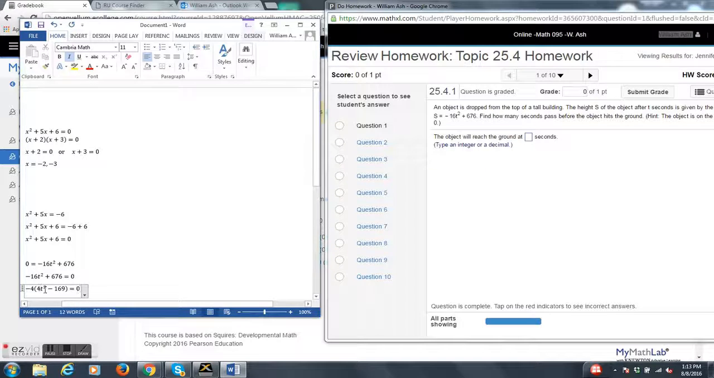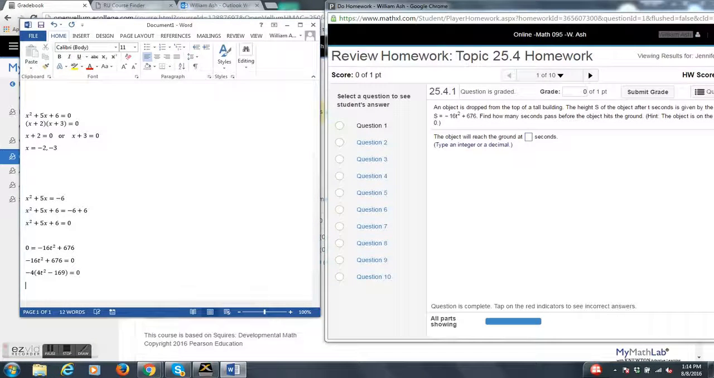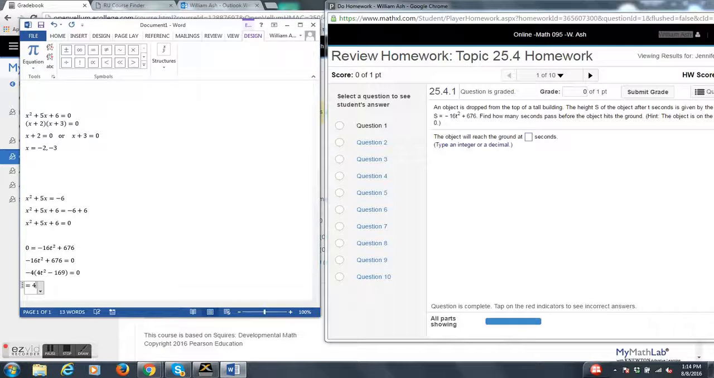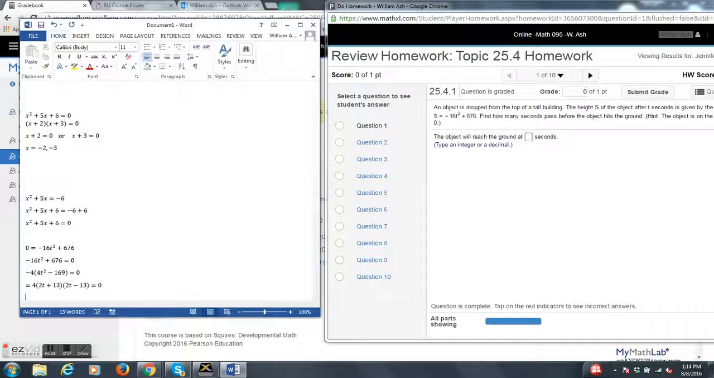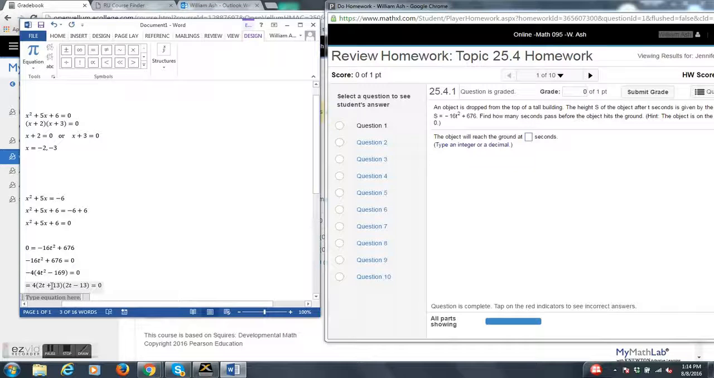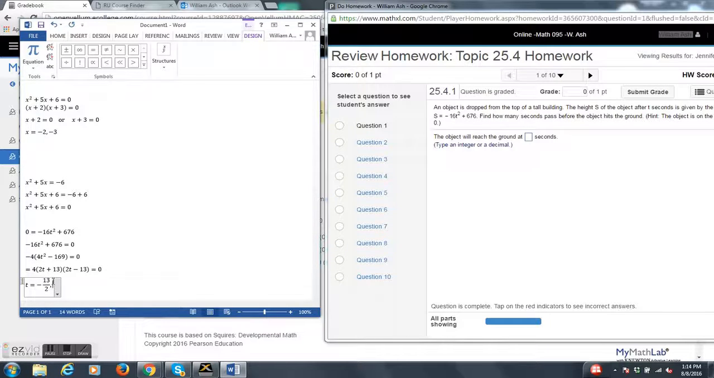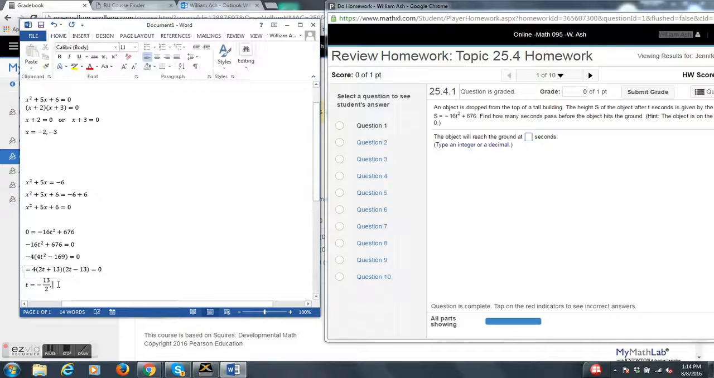This guy right here is a difference of two squares. It's 2t, and that's 13 squared. So I've got negative 4 times (2t plus 13)(2t minus 13). So either 2t plus 13 is equal to 0, in which case t is negative 13 over 2, or that guy was 0, in which case t is positive 13 over 2.